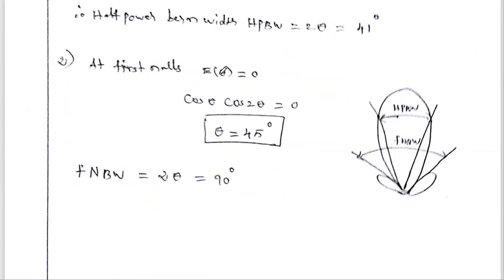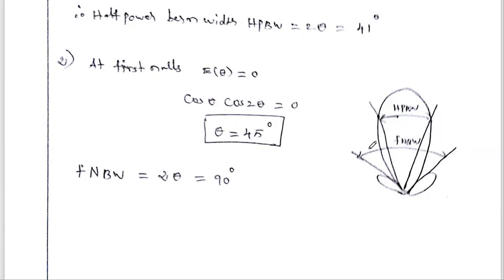the E of theta, you know, the first null beamwidth is nothing but the point where the electric field value reaches 0. At the first null, the electric field value reaches the 0 value. So the E of theta value, we have to equate it to 0. So what is the E of theta value? Cos theta cos 2 theta. So we have to equate cos theta cos 2 theta to 0. For which angle theta does this cos theta cos 2 theta reach 0? It's 45 degrees. Okay, so the theta value we calculated.